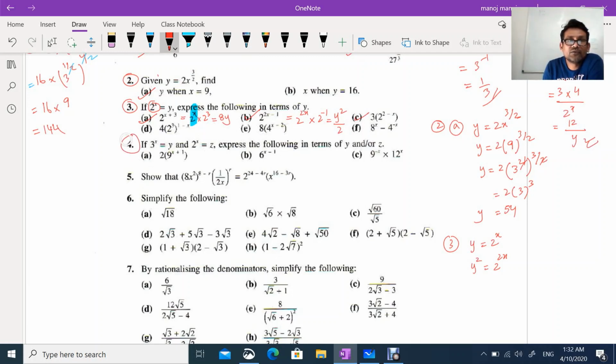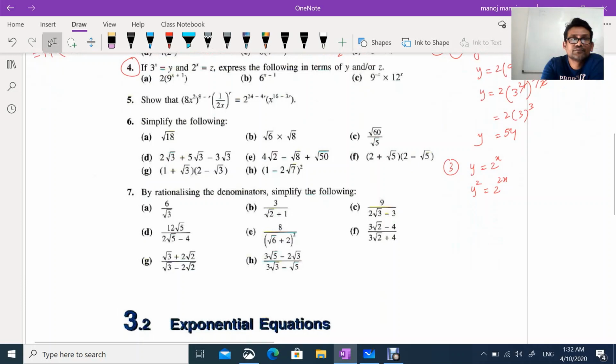Moving to question number 4. In question number 4, what do I have to do? Okay, question number 4. 3 power x is y, 2 power x is z. I mean, there are two variables together. So this 9 you can convert into 3 into 3. Okay, I'm solving the first part.